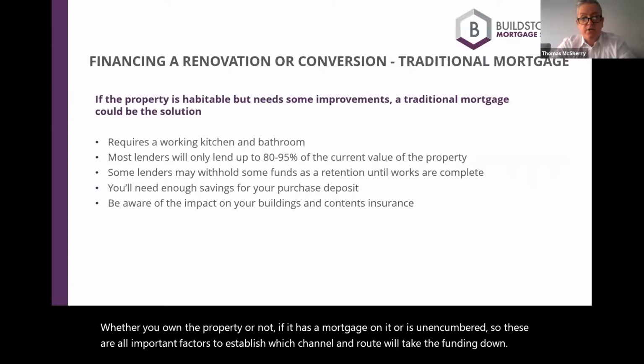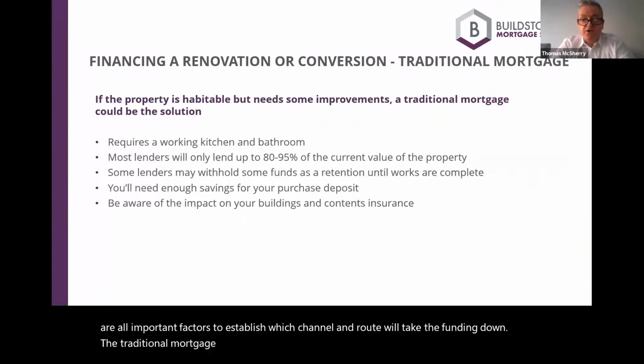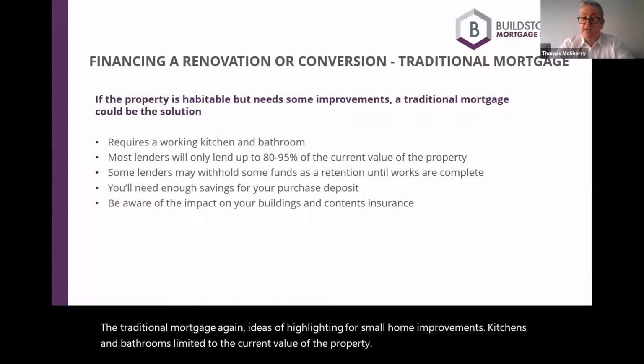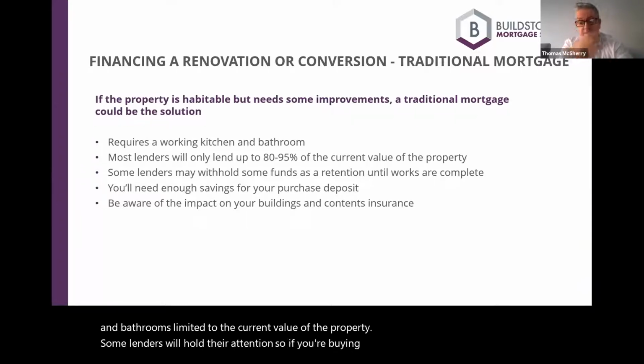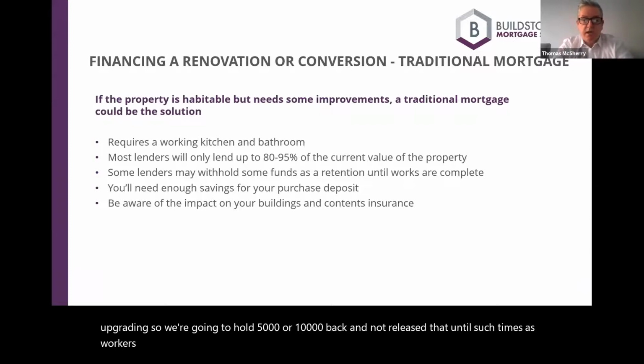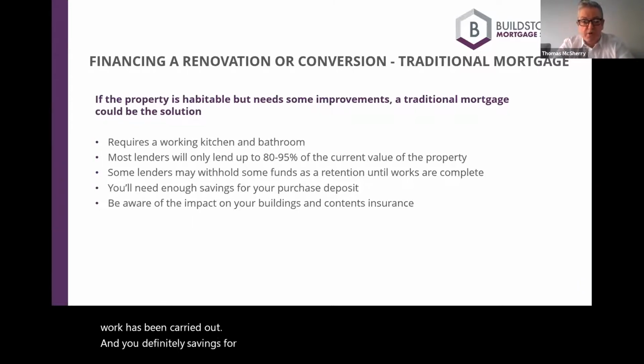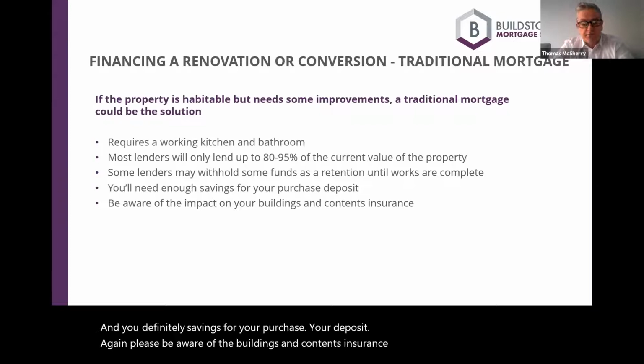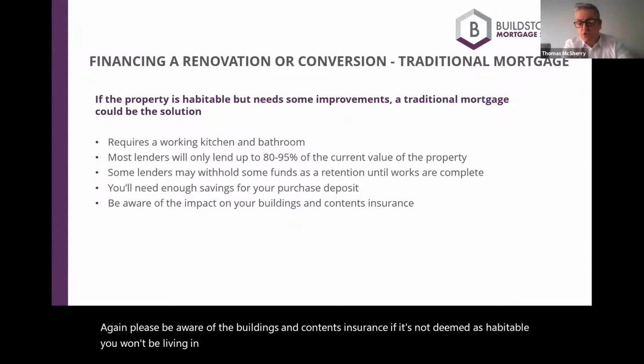The traditional mortgage, again, is ideal, as I've highlighted, for small home improvements, kitchens and bathrooms, limited to the current value of the property. Some lenders will hold a retention. So if you're buying it, they'll say the kitchen needs upgrading, so we're going to hold 5,000 or 10,000 back and not release that until such time as the work has been carried out. And you definitely need savings for your purchase or your deposit. Again, please be aware of the buildings and contents insurance. If it's not deemed as habitable and you won't be living in the property, the insurance might be better towards a site insurance type policy, which is for construction purposes.